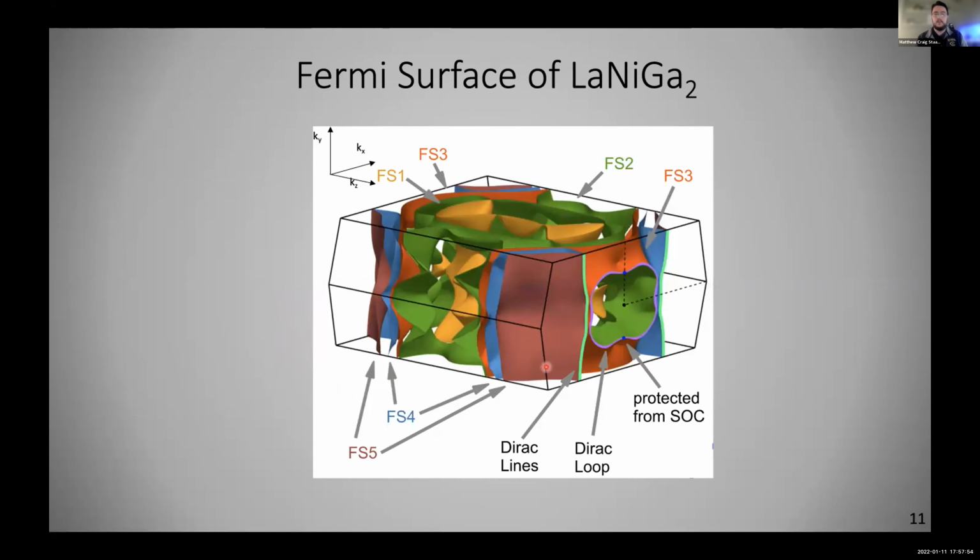Now, here's a DFT calculation of the Fermi surface of lanthanum nickel gallium 2, and it's very busy, so I'll go through it a little slowly. In the middle, we have Fermi Surface 1, which is sort of just centered in the zone and won't have much of an effect on this talk. Fermi Surface 2 and 3 go nearly all the way around the Brillouin zone, and they form a degenerate loop at this purple loop here along this zone boundary.